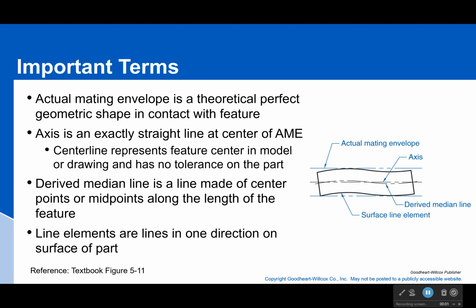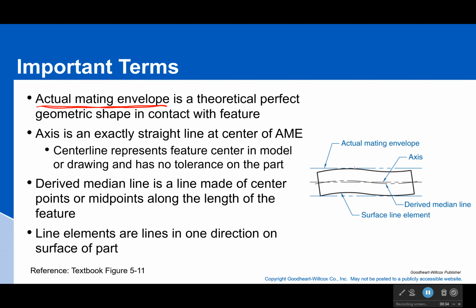Okay, everyone. So we're about to jump into straightness tolerance, but before we do, let's talk about a few important terms. First off, the actual mating envelope, and we're going to see these again, is a theoretical perfect geometric shape in contact with a feature. So you know how we have that perfect form boundary, which is like this perfect cylinder that contains a cylinder, or some perfect cube that contains a cube, whatever, it's this perfect size.